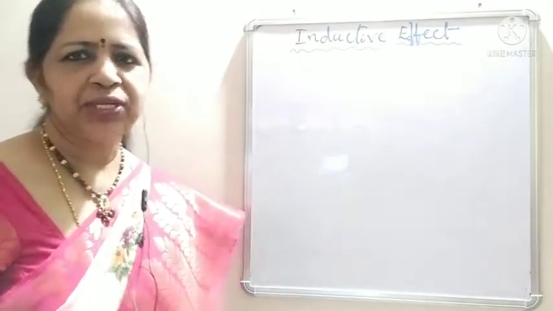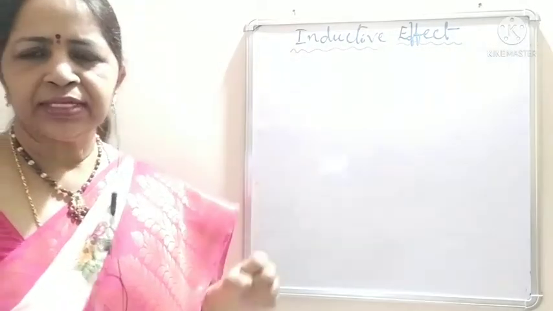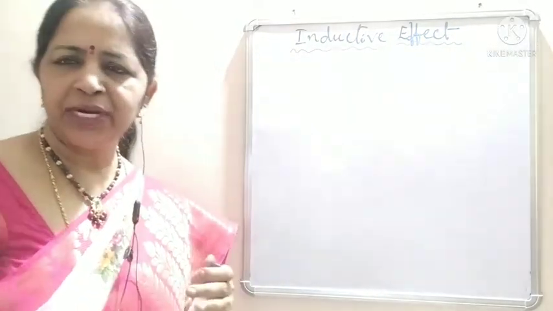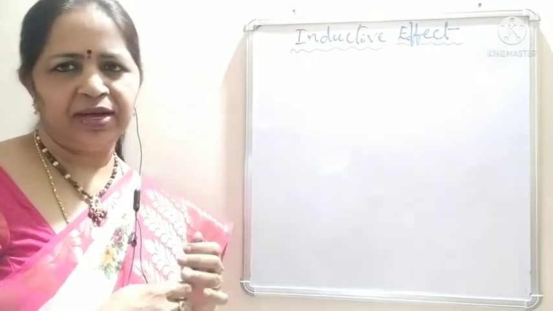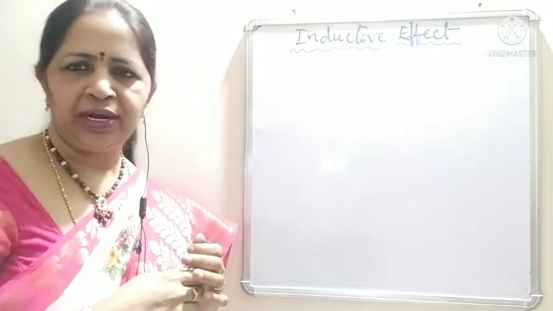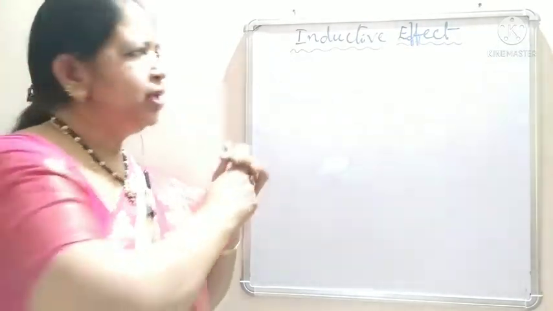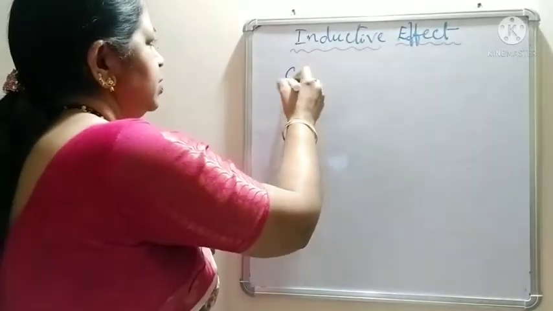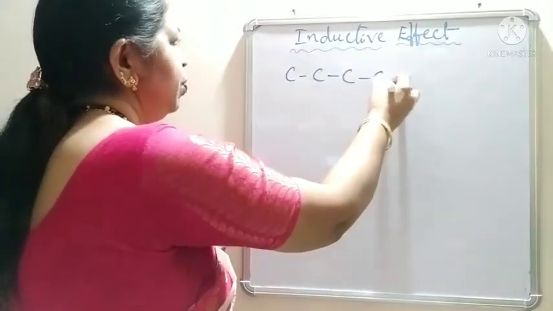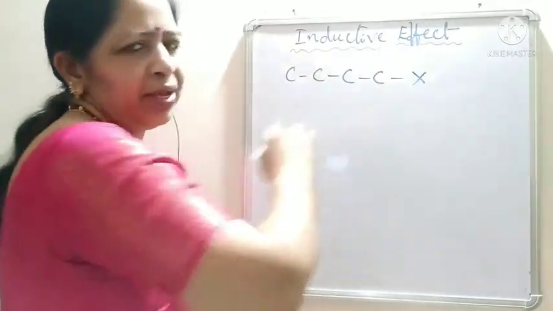Today let us study about the inductive effect. This inductive effect is the displacement of sigma bonded electrons along the carbon chain towards the more electronegative atom. If a carbon chain has a more electronegative group or atom, let it be X.